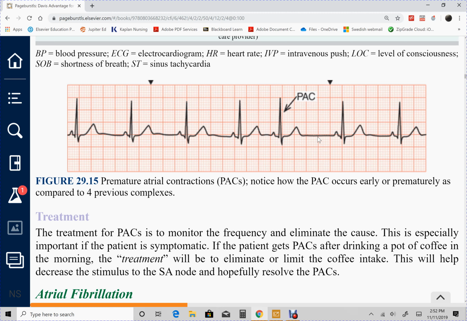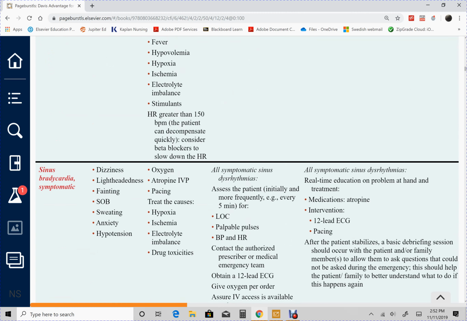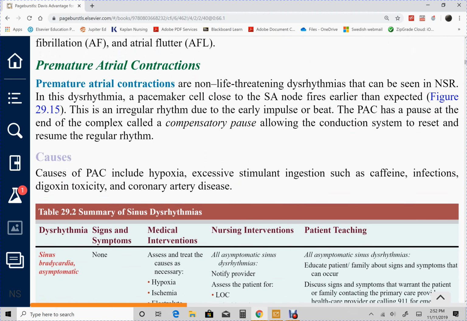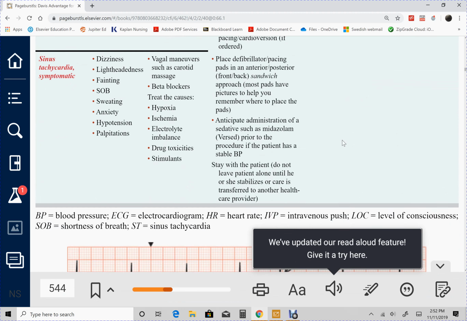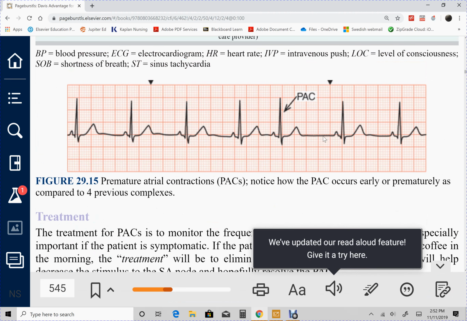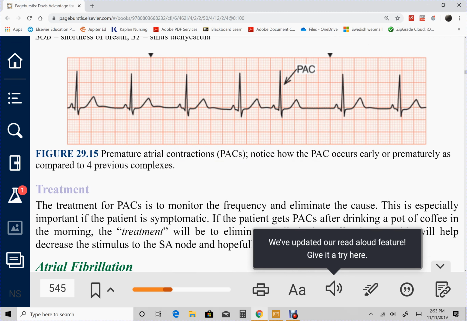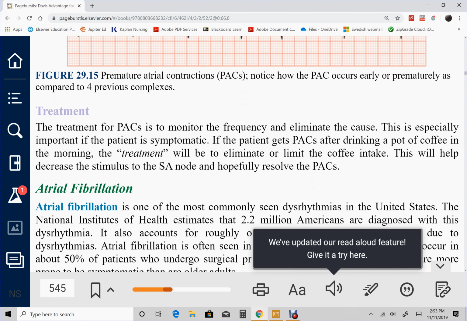What follows, as described earlier, is the compensatory pause. Here is your obvious compensatory pause on the rhythm. After that, the heart rhythm resets, so here you're back to your regular underlying rhythm, which is usually normal sinus rhythm. PACs again usually don't need treatment.